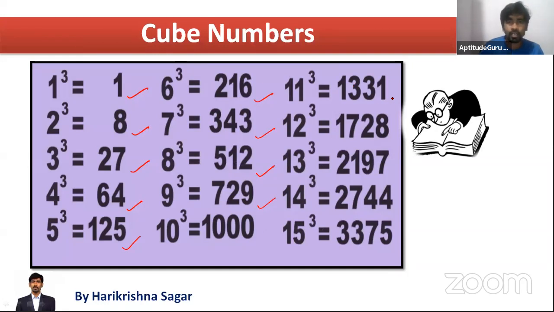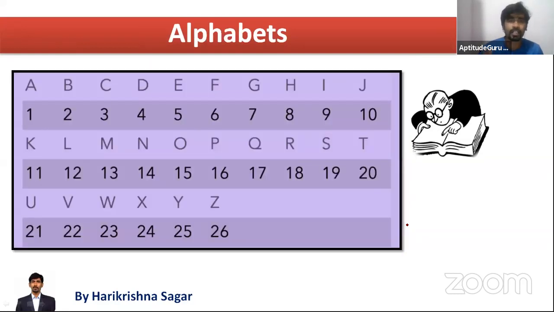10 cube is 1000, and 11 cube is 1331, then 1728, 2197, 2744, 3375. All these are the perfect cubes. At the same time, look at the alphabets and their respective positions. A is going to be 1, B is going to be 2, C is going to be 3, and so on.